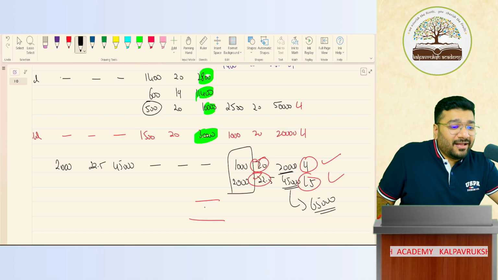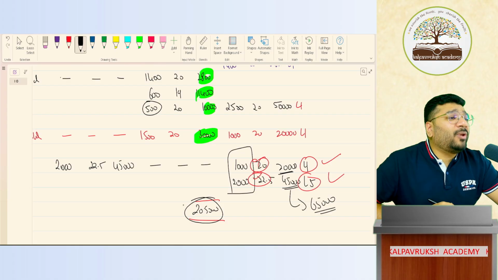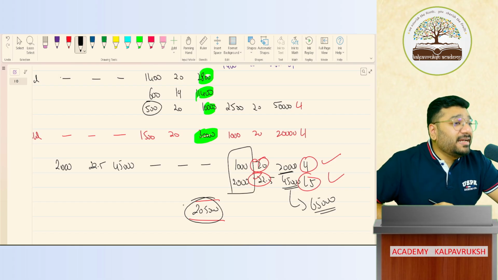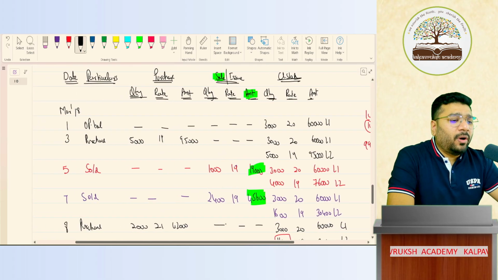How much value? 2 lakh? 2,05,000. Oh my God. In this question also, cost of goods sold is 2,05,000. Is it going to be the same in every question, or is it a coincidence? Again, a coincidence that it is matching. Otherwise it will not match because the rate is different for different lots. So it cannot match. Super. Sir, now what, sir?